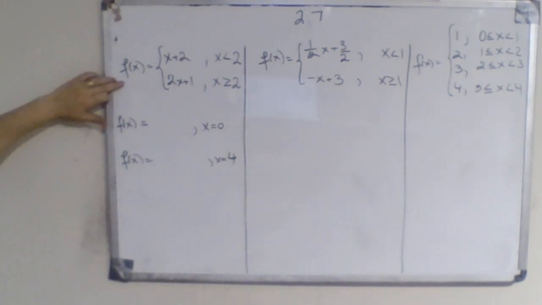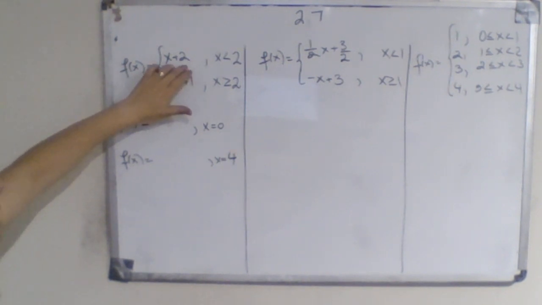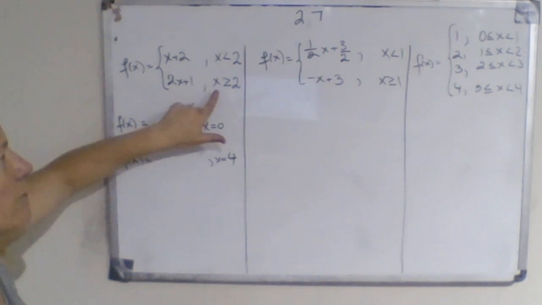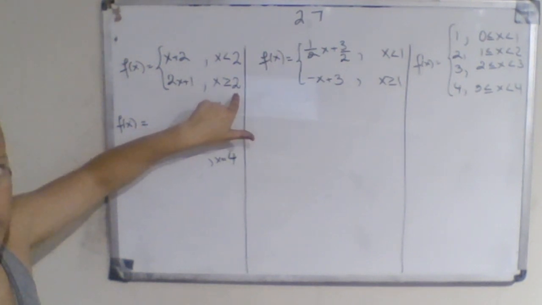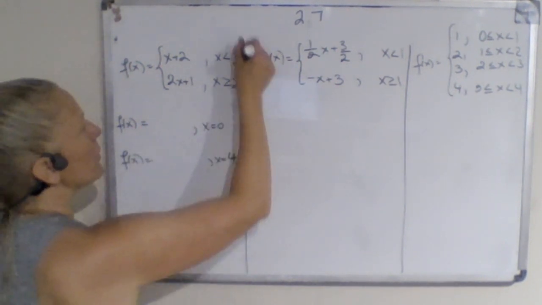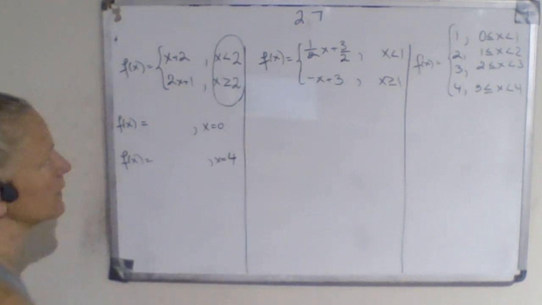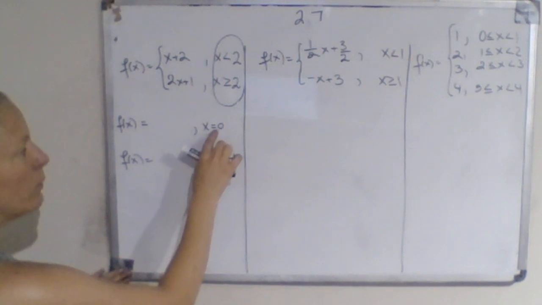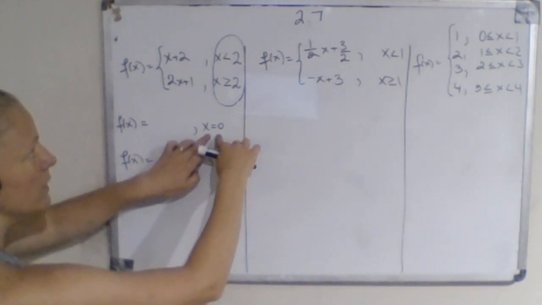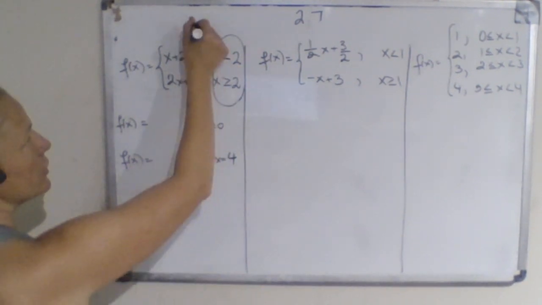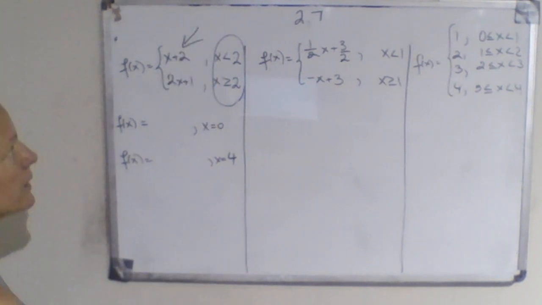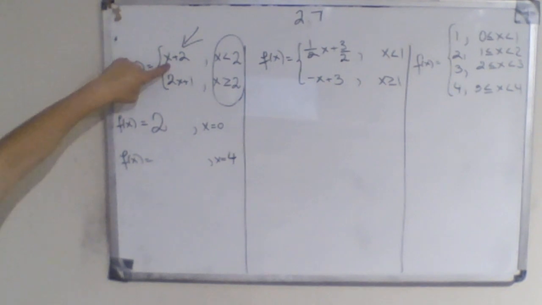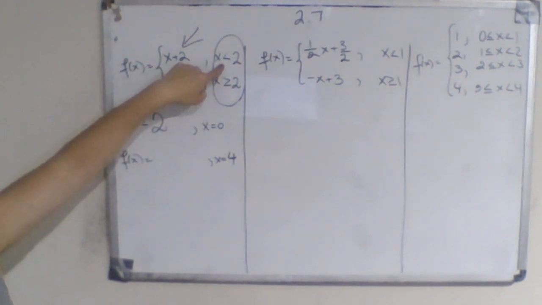Here's the main example. This f of x is x plus 2 as long as x is less than 2, and it's 2x plus 1 if x is greater than or equal to 2. The conditions are very important for anything we do, graphing or solving, because they're asking us, what is f of x when x is 0? Well, first of all, if x is 0, 0 is less than 2, so we're going to use this one. This becomes 0 plus 2. F of x equals 2. We use the first one because 0 satisfies the first condition.